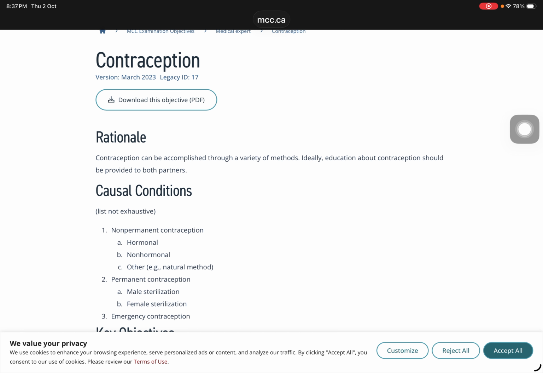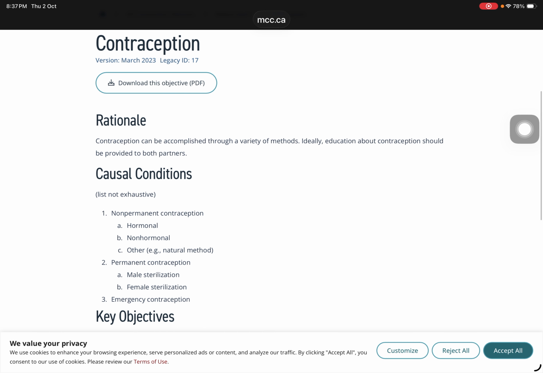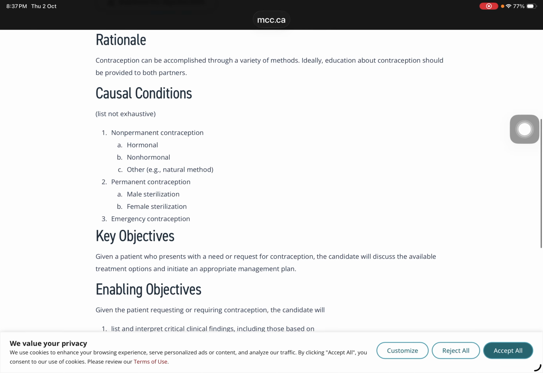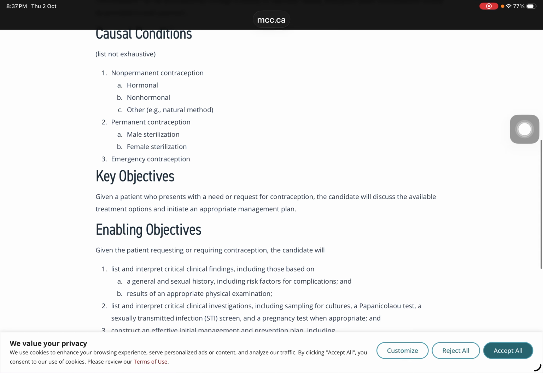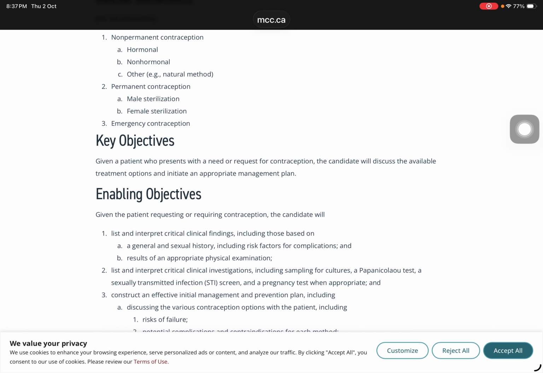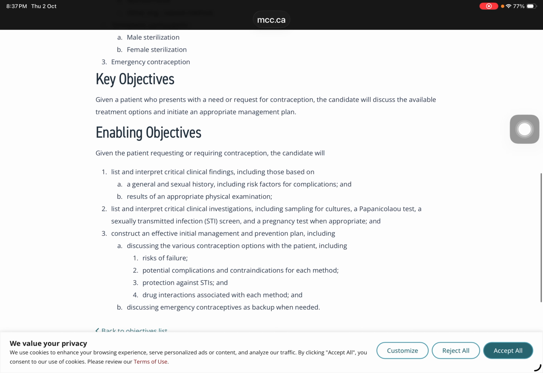In QE1, there could be a situation where you've got to do emergency contraception for a patient, or let's say she has some contraindications, and then you've got to recommend or select the most appropriate contraceptive method for her. So, in terms of objectives, they want you to know hormonal, non-hormonal methods, natural methods, permanent contraception in male and female, and one of the most important ones is emergency contraception.